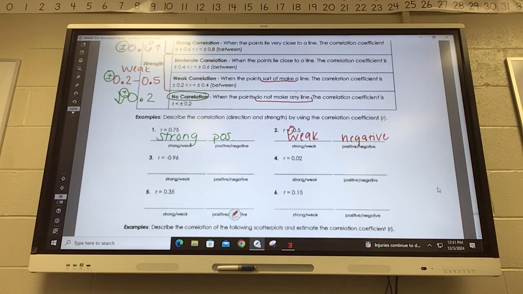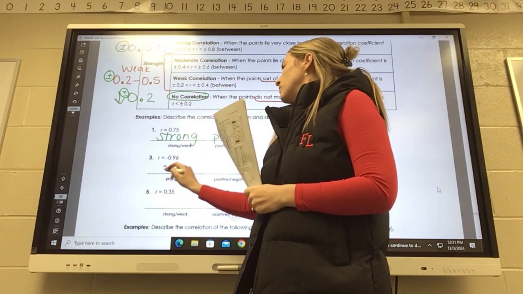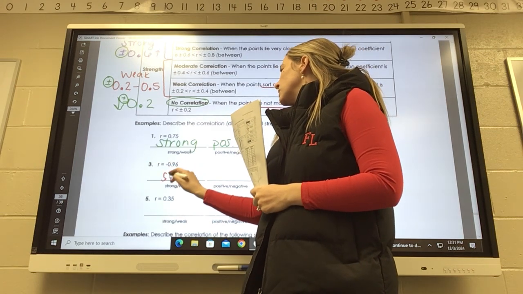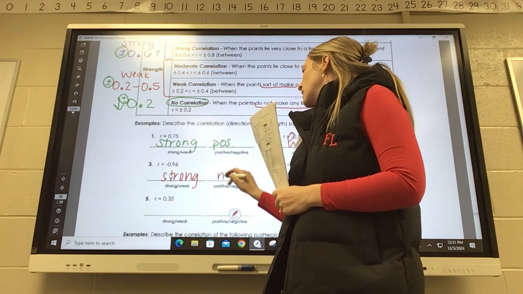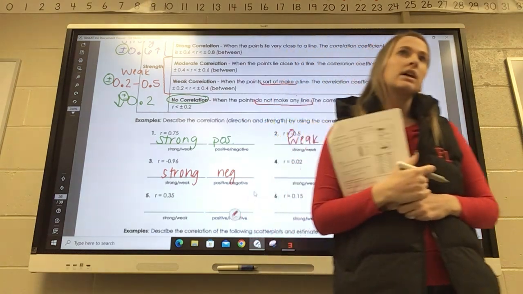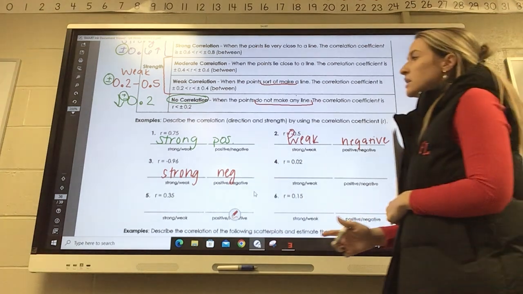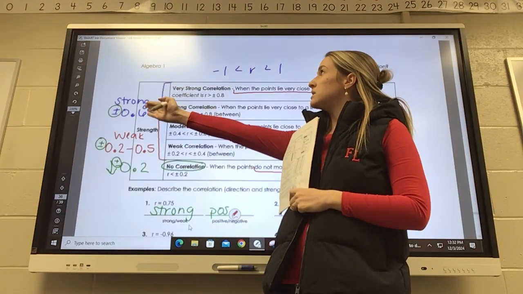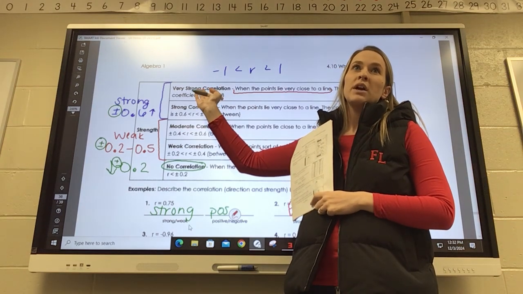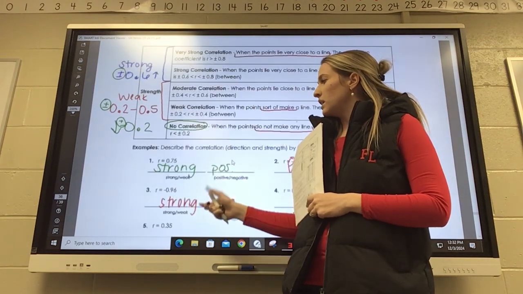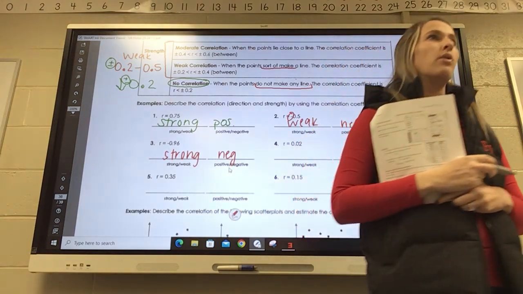Okay, so someone else, r equals negative 0.96. Ava? Strong and negative. Good. So I agree, but I do want to talk about this, because someone in my last class said this one was weak, and I asked them why, and they said, well, because it's negative. Negative doesn't mean weak. Negative just means your slope is going downhill. Since this is 0.9, it's still in my really strong category. So those two things are different. Positive and negative doesn't tell you weak and strong. It just tells you if it's going up or going down.